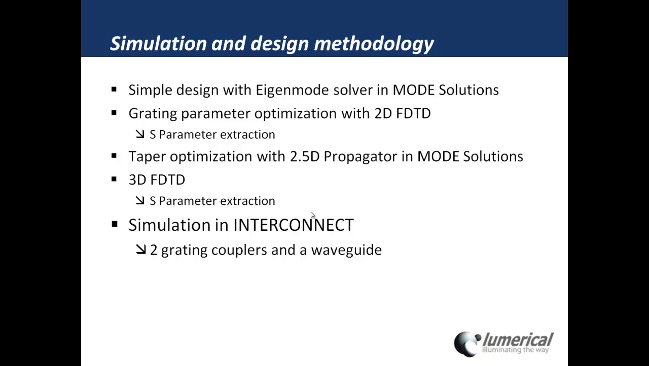Then we're going to put the results of all that together into a 3D FDTD simulation and look at S parameter extraction from the actual full three-dimensional device of the grating and the taper section. Once we have that, we can do the simulation in INTERCONNECT, and we're going to look at something really simple, which is two grating couplers connected by a waveguide, so we can get light in and then back off of a chip. We'll see how some of the performance issues, in particular the reflections of the grating coupler, will affect the performance of even such a simple device as that.